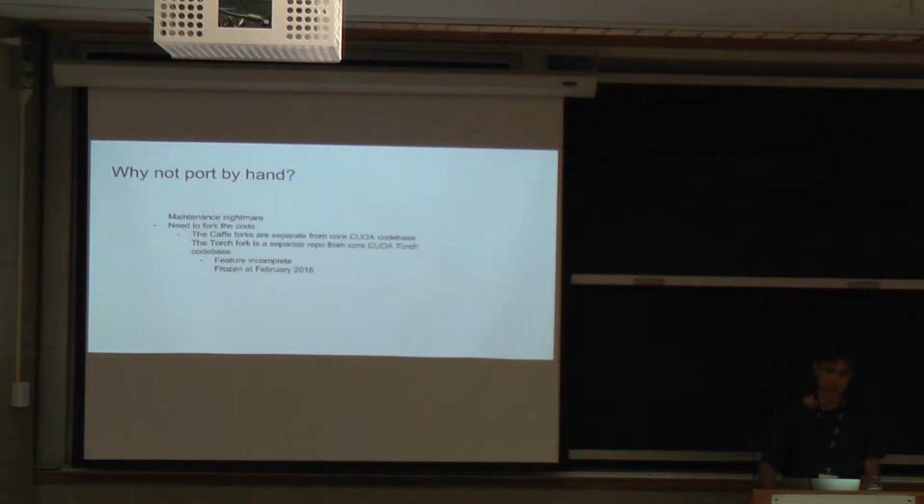So why not port by hand? It's a maintenance nightmare. You have to fork the code. So you will have a CUDA code base, and you will have your OpenCL code base, and you cannot reconcile them. I mean, no one's succeeded yet. So for example, the OpenCL Torch will be a separate repository from the core CUDA Torch code base, and it's feature incomplete, and it's frozen as of February 2016. So it would be nice to have some more automated way of handling this porting rather than porting it by hand.